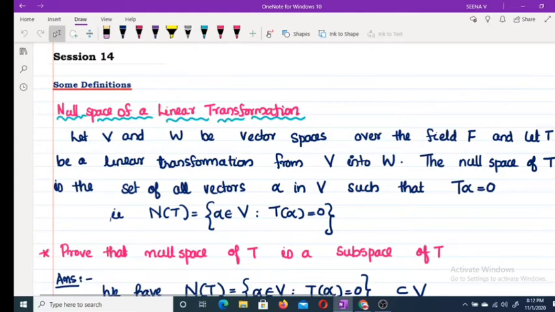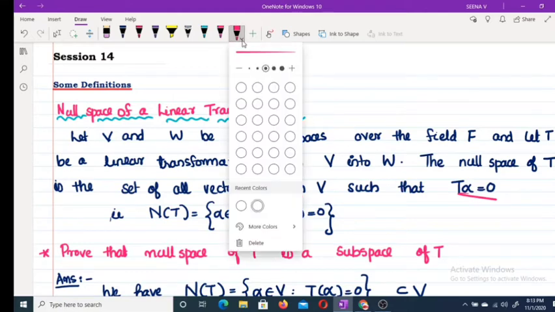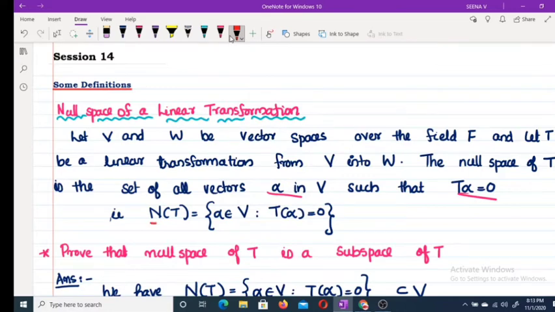Let V and W be vector spaces over the field F and let T be a linear transformation from V into W. Then the null space of T is the set of all vectors alpha in V such that T of alpha is equal to 0. This is the definition of null space of T. Therefore, the null space of T is the set of all alpha belongs to V such that T of alpha equal to 0. Now we are going to prove one result.